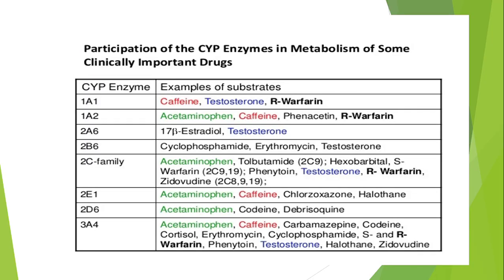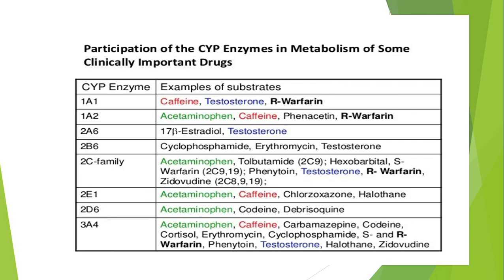So coming to the participation of the CYP enzymes in the metabolism of some clinically important drugs. CYP enzyme, examples of substrates. CYP1A1: examples are caffeine, testosterone, and R-warfarin. CYP1A2: acetaminophen, caffeine, phenacetin, R-warfarin. CYP2A6: 17-beta estradiol, testosterone. CYP2B6: cyclophosphamide, erythromycin, testosterone.